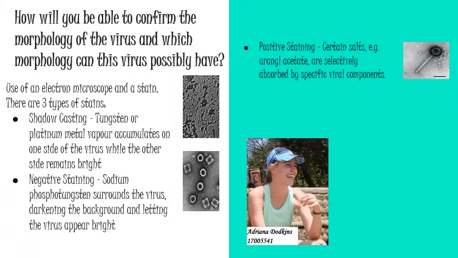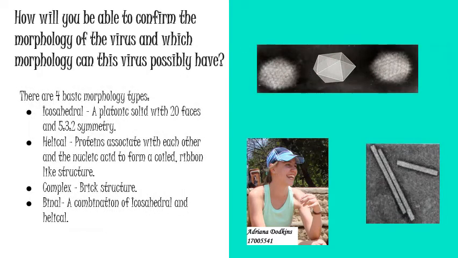The morphology of a virus is usually determined by the use of an electron microscope by using a stain. There are 3 types of stain: shadow casting, negative stain, and positive stain. Once you have viewed the sample through the microscope, you can compare its morphology. There are 4 basic morphology types: icosahedral, helical, complex, and binary.